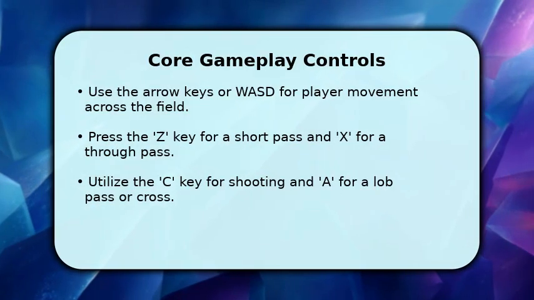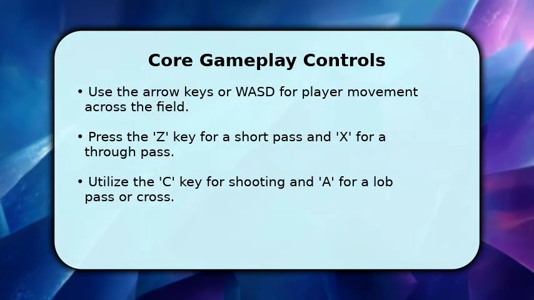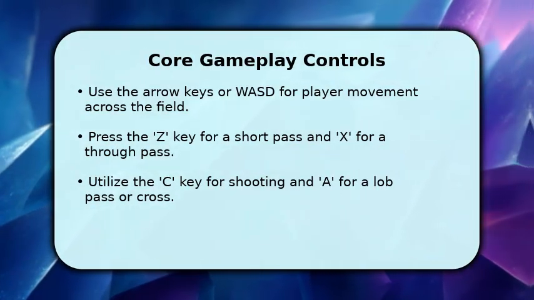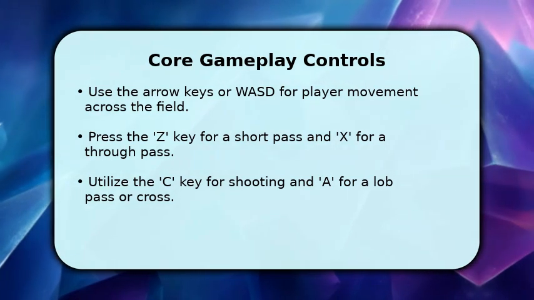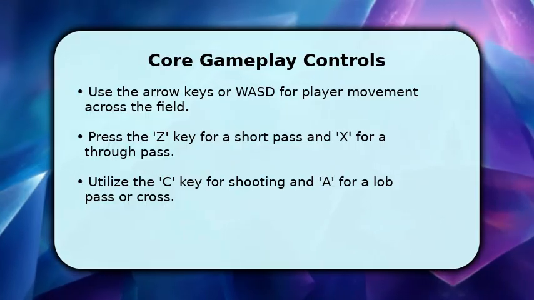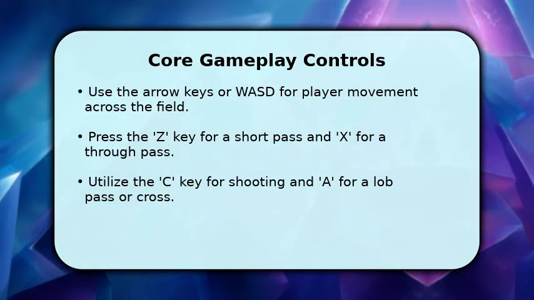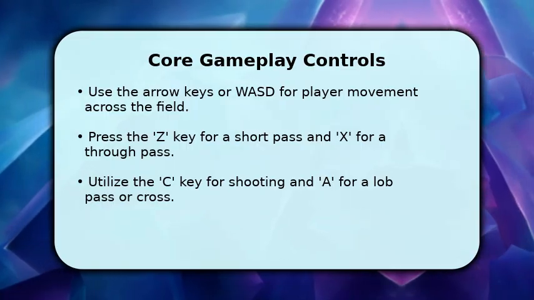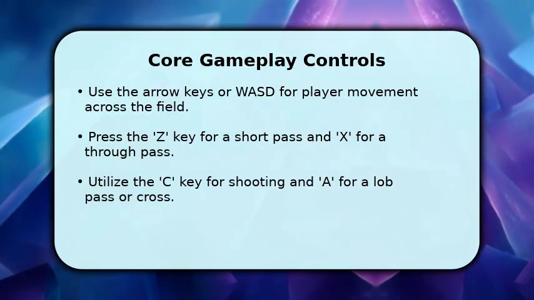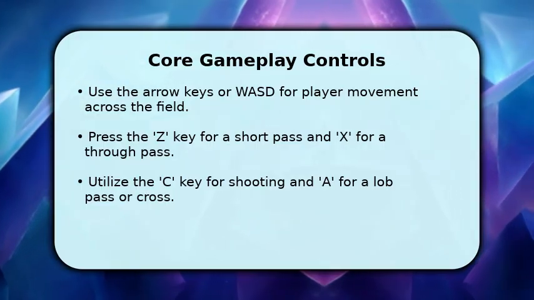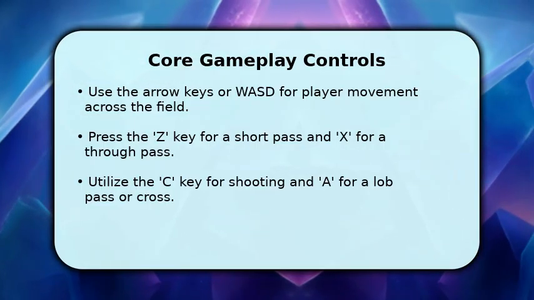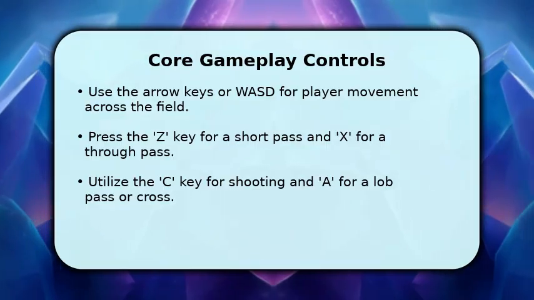Mastering the core controls is key to enjoying eFootball with a keyboard. You will typically use the arrow keys or WASD for moving your players around the pitch. For passing, Z usually performs a short pass, while X delivers a through pass. When it is time to score, C is your shoot button, and A handles lob passes or crosses. On defense, Q applies pressure, and W executes a sliding tackle, giving you full control.